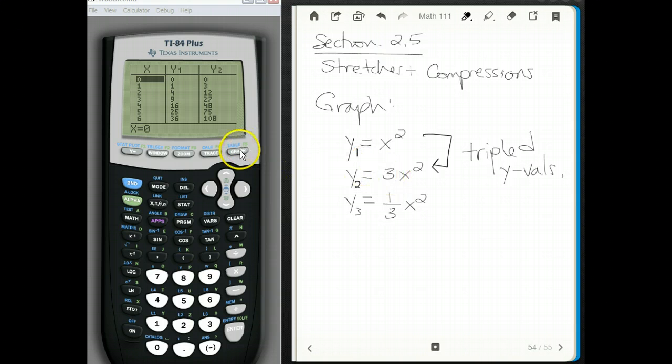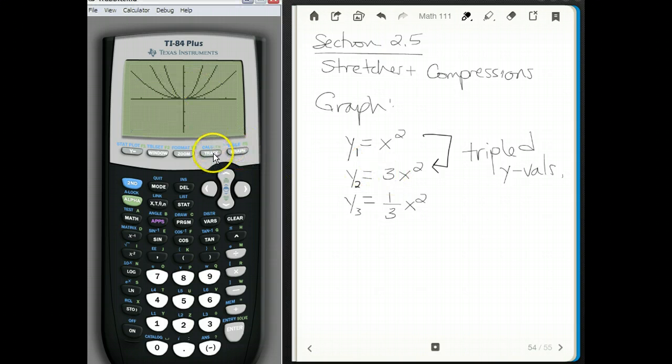Graphically, when you look at the graph there, remember that y1 is this middle parabola here, and y2 is the 3x squared, this one here on the inside. You can think about what's happening here. When I say x is 1, right here, on the x squared graph, it gives me an output of 1.